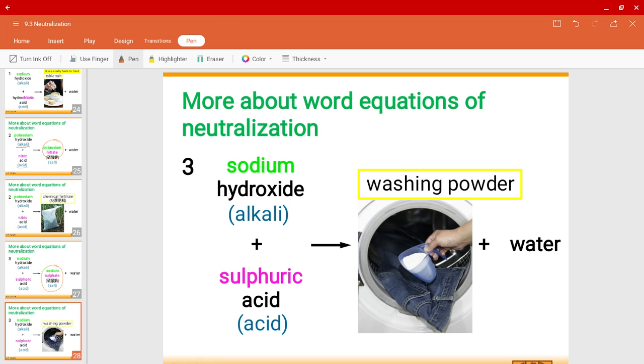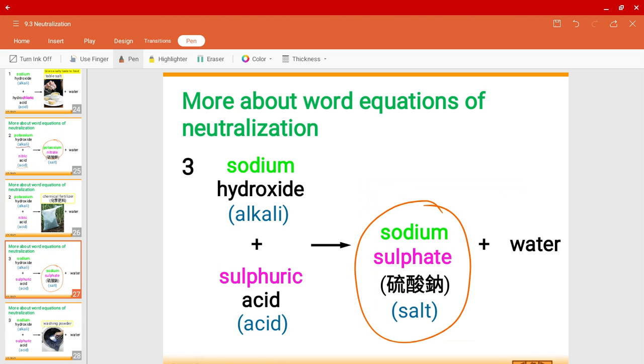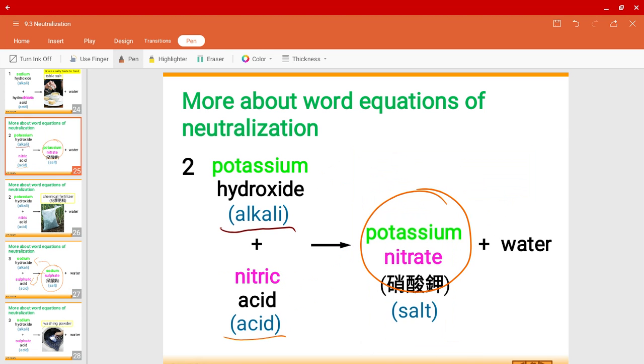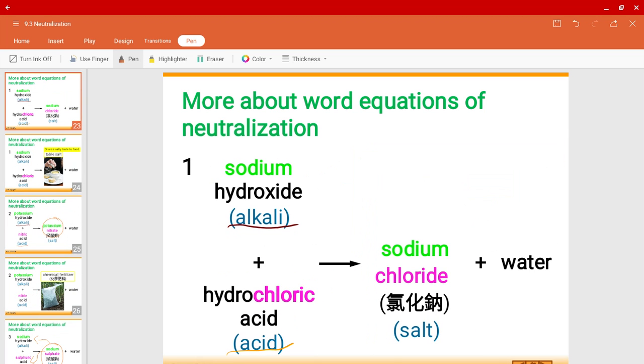So you may ask me, Mr. Harris, how do I know the name of the salt that is formed? How do I know sodium sulfate is formed when I react these two reactants? How do I know potassium nitrate is formed when I react these two? Let me give you a general idea of how it's formed.